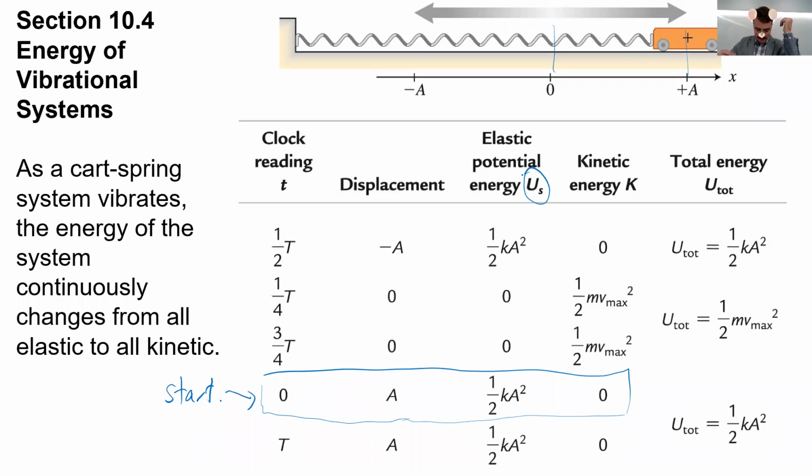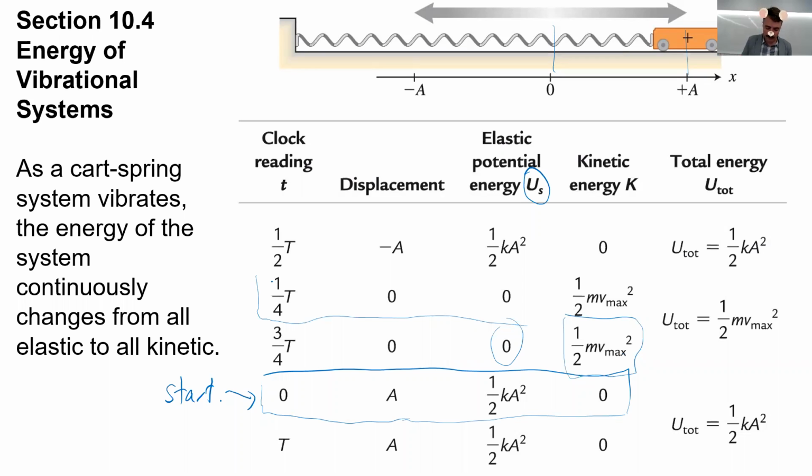And then when it comes back to that same thing, one period later, it's again going to be 1/2 kA squared. But as it speeds up, at a quarter of the period, the thing has moved backwards until it's going as fast as it's going to go, right at the 0 point. The spring at that moment has 0 x, so it's not compressed and it's not stretched. So there's no potential energy, but it's moving as fast as it will go. So it's moving at 1/2 m Vmax squared.